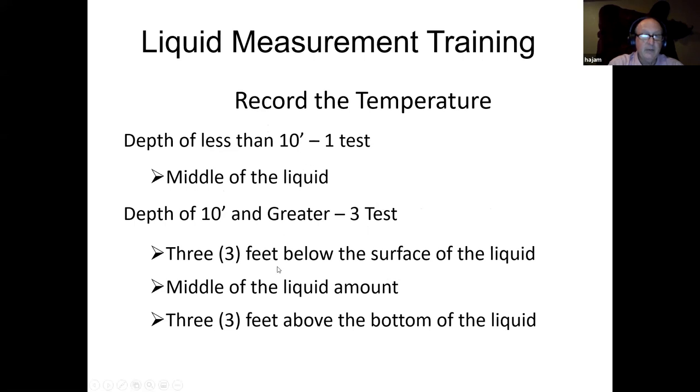Again, reiterating that, three tests: 3 feet below the surface of the top of the liquid, the middle of the liquid, and 3 feet above the bottom of the liquid is the way I determine that. And when I gauge tanks, this is the rule of thumb I use.